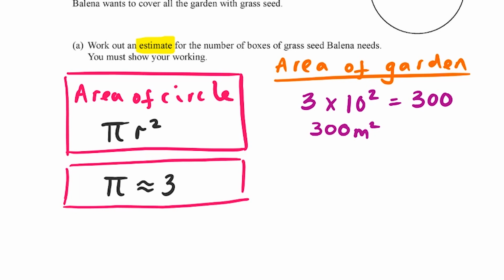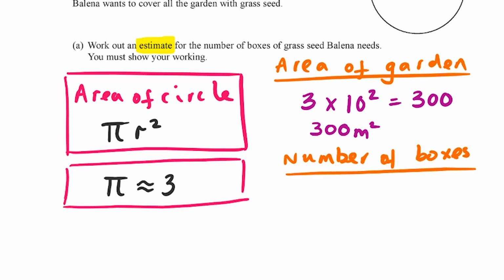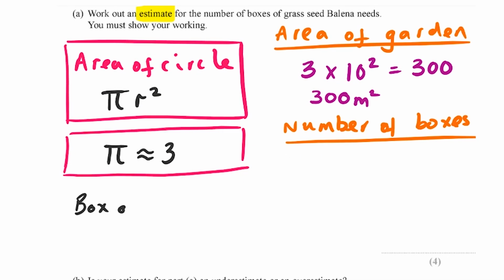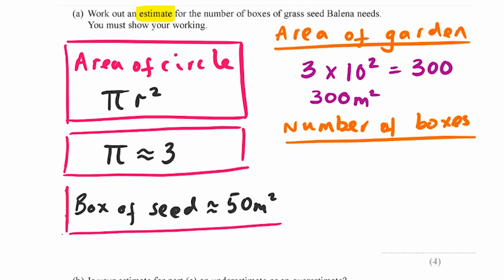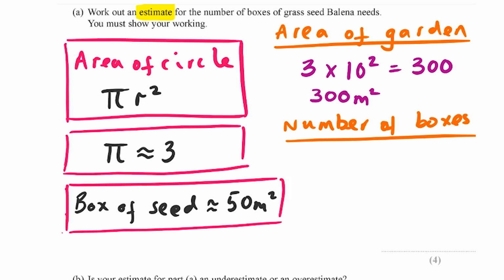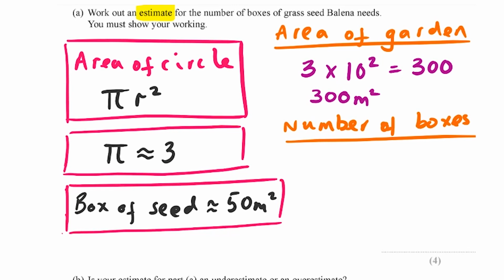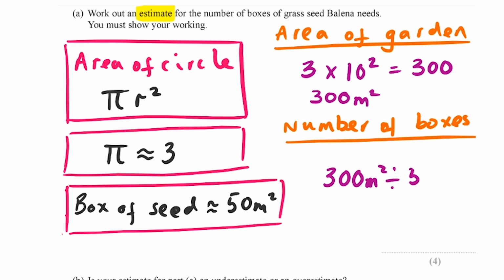Each box of grass seed will cover 46 square meters of garden. Well, it's telling us to estimate, so let's round that off. 46 square meters rounds off to 50 square meters if we're just rounding off to one significant figure. So each box will do 50 square meters and the garden is 300 square meters. So if we do 300 divided by 50, in other words, how many 50s will fit into 300? It's 6. So that's how many boxes of grass seed we need, 6.